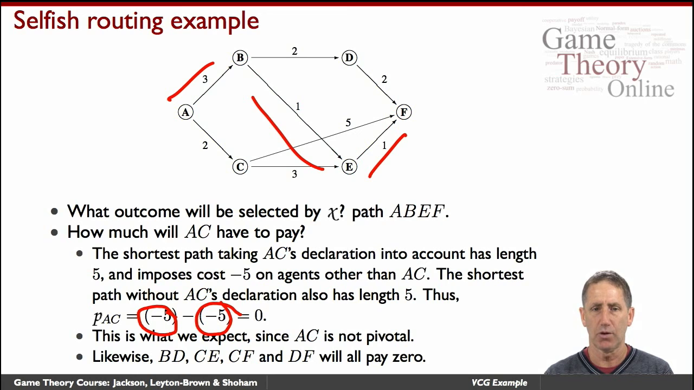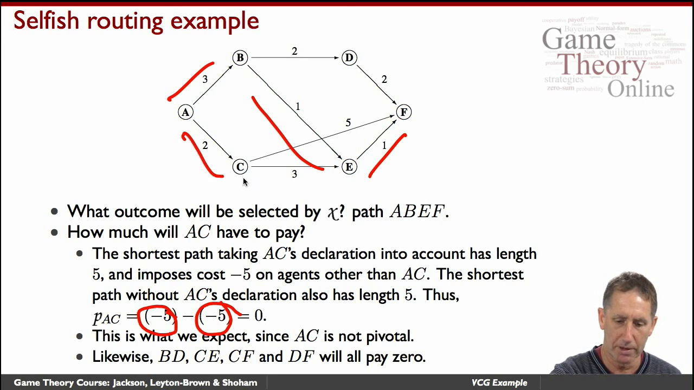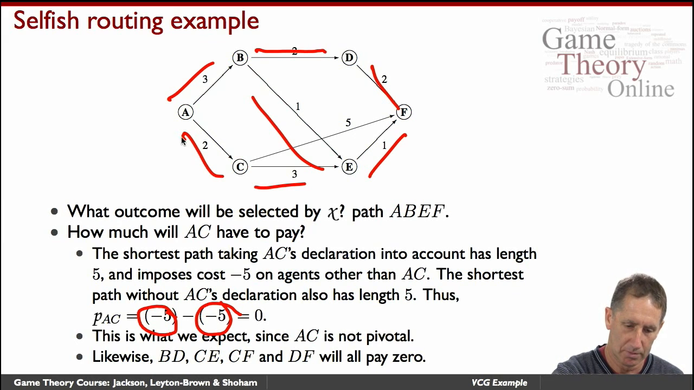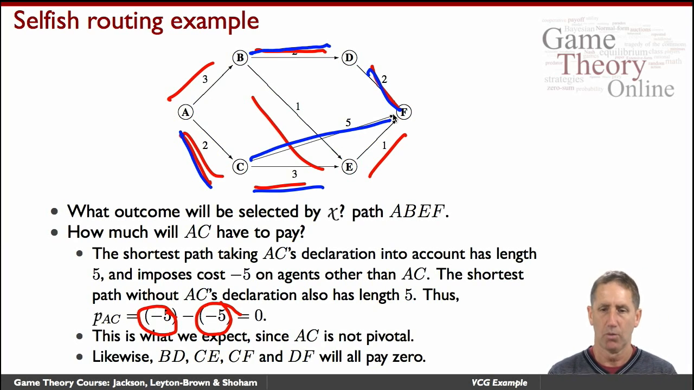And this is true for all the other edges that don't participate in the shortest path. All these edges, let's draw them in blue. These edges not participating in the shortest path will neither pay nor receive anything according to VCG. So that's the easy part.